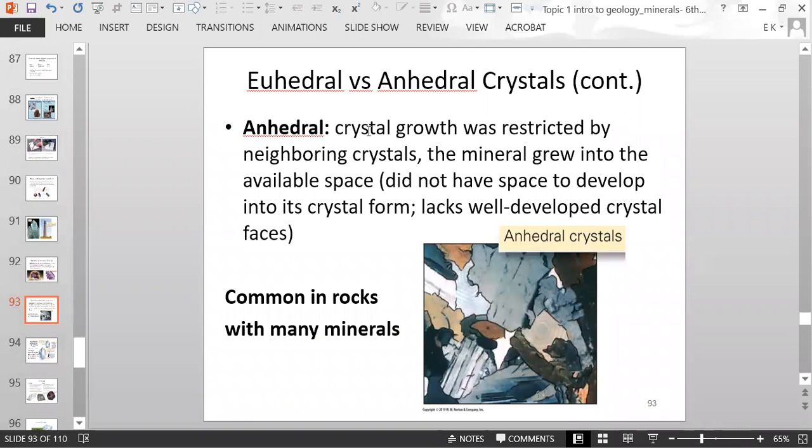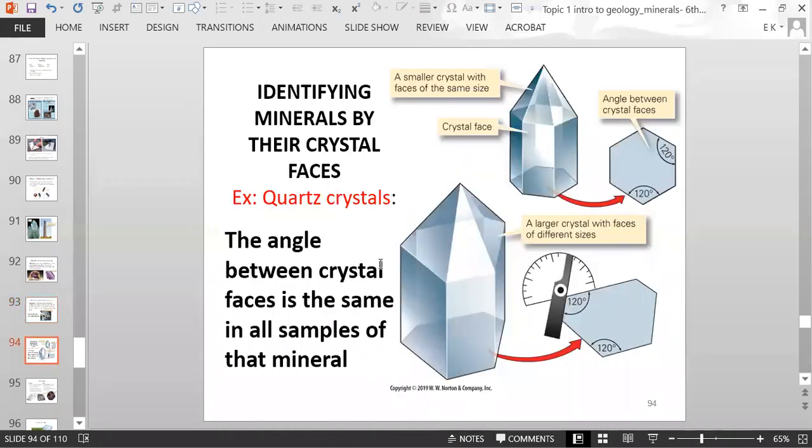Anhedral crystals are crystals that were restricted when they grew, so they don't develop their crystal shape. That's going to be what you commonly see when you look at rocks. You're going to see like little tiny pieces of crystals that don't really show the crystal shape.